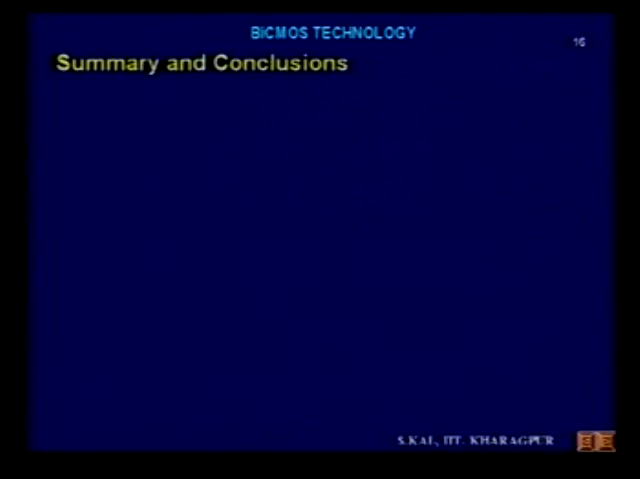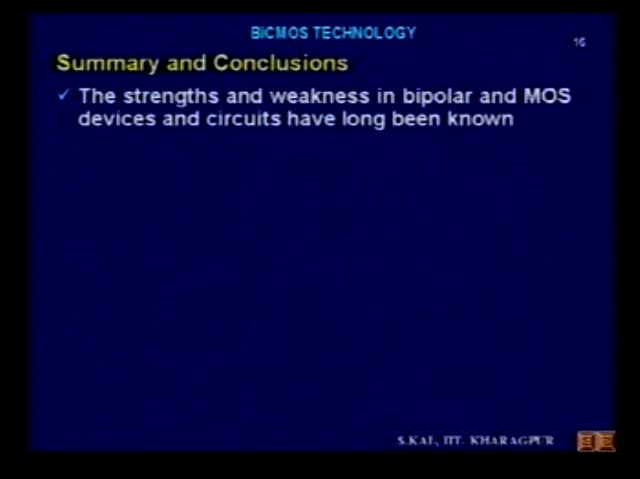And now I'll summarize and conclude the BiCMOS. The strengths and weaknesses in bipolar and MOS devices and circuits have long been known. But although strengths are known, people could not combine both bipolar and MOS technologies, because at that time the sharing of the technology was not possible. And nowadays, one of the achievements that has come up is selective epitaxy.